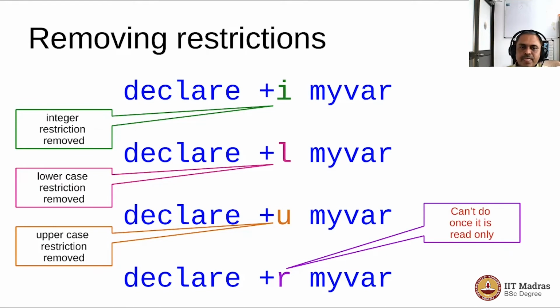variable. If you want to remove the restrictions after having given those to a particular variable, you could do it by changing the option from minus to plus. So +I would actually remove the restrictions of integers to be assigned to the variable myvar. So +L is removing the restriction of lowercase for the variable myvar, +U to remove the restriction on only uppercase to be assigned for the variable myvar, and +R cannot be done because once you have already given a -R attribute, then myvar is actually read only and you cannot change the attribute including the restriction of read only.